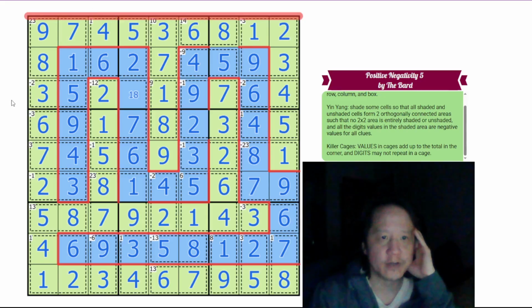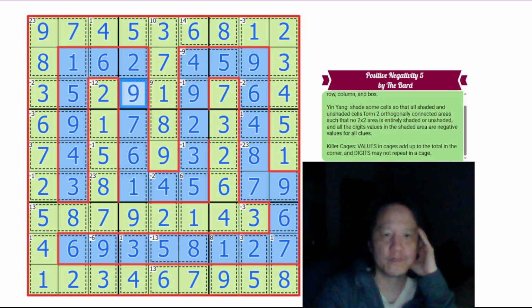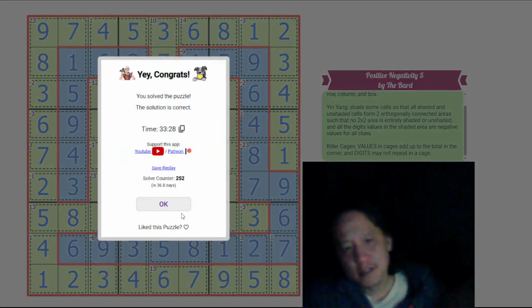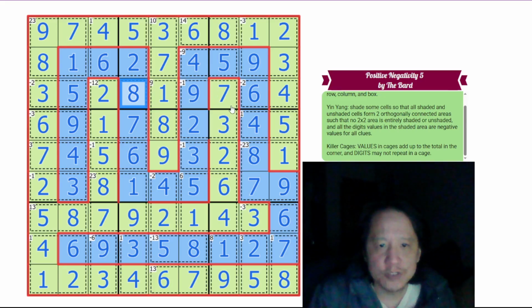Oh, and we forgot about the boundary around the edge. And this is boundary. So that makes that an 8. An 8. We'll eventually get there. Yeah, interesting little puzzle. I missed a line here.